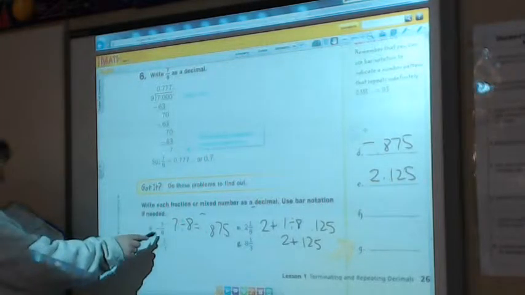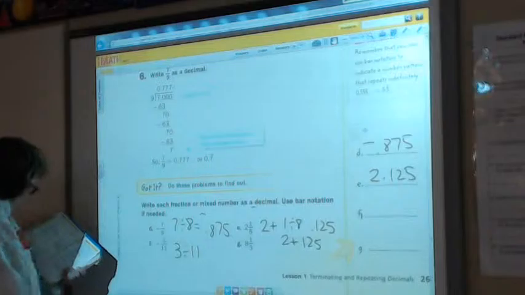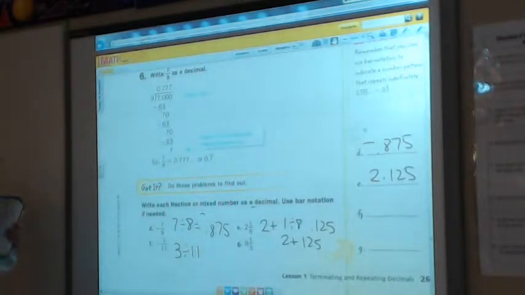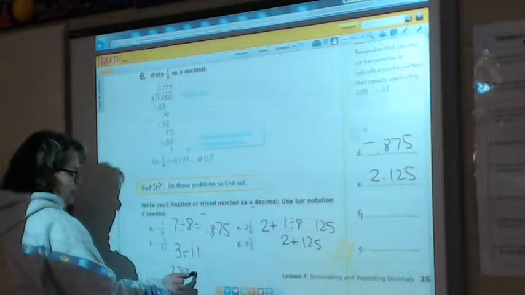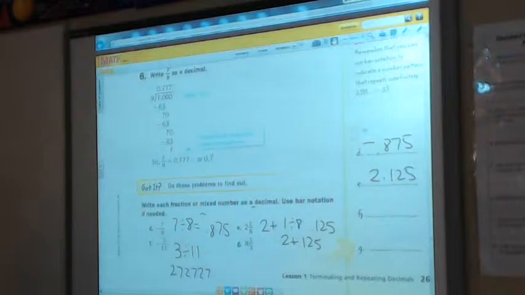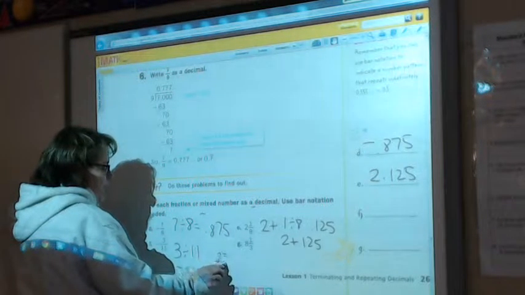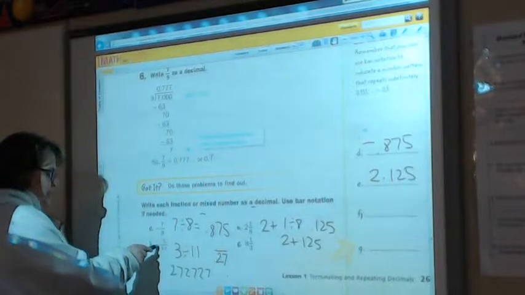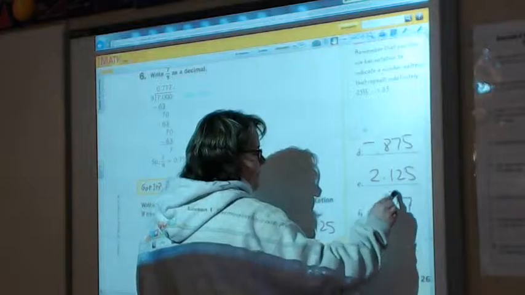F is -3/11. So that's 3 divided by 11. When you get 3 divided by 11, you end up with a repeating decimal, 0.272727... When we write repeated decimals, you know that you have to use bar notation. So that's going to be 0.27 with a line over it. But it starts out negative, so it should stay negative.